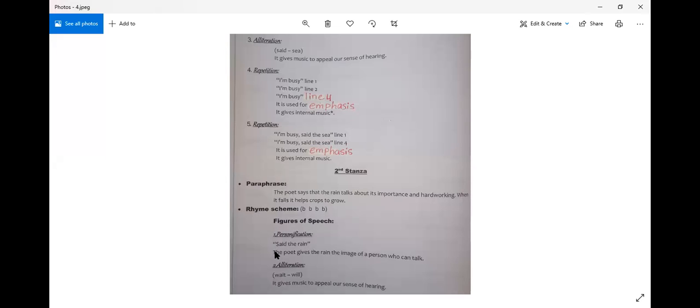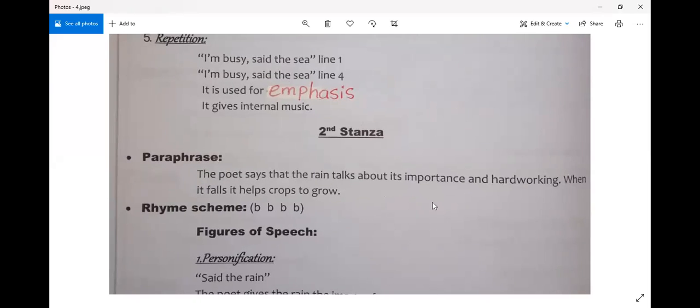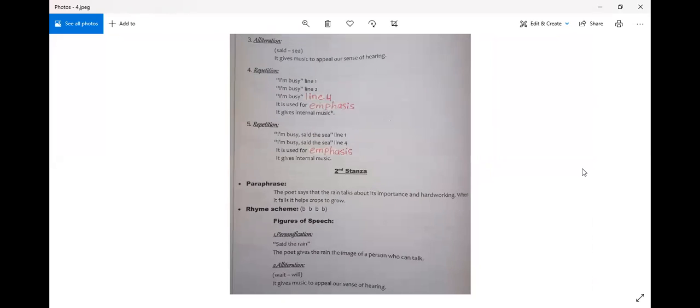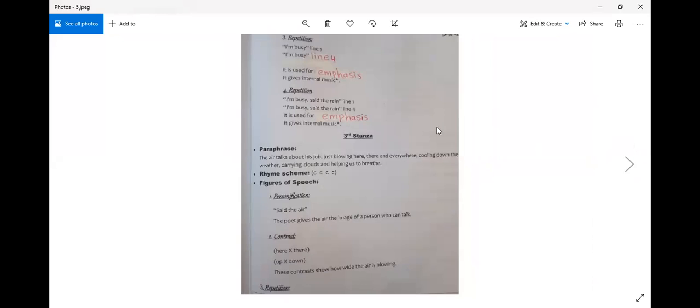Figures of speech: personification, said the rain. The poet gives the rain the image of a person who can talk. Do we have alliteration? Yes, we have alliteration with the word wait and the word well. They start with the same consonant letter, W. It gives music to appeal to our sense of hearing. Hopefully this one is clear, like the previous one.